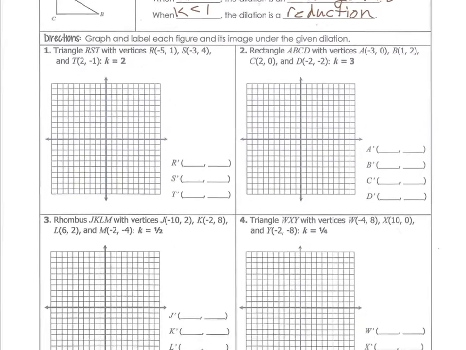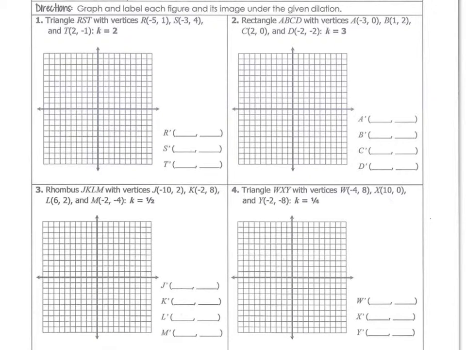So let's start with something simple. On this one, our dilation factor right here is 2. So all we're going to do is multiply each and every one of these x and y's here by the scale factor of 2. All of these get multiplied by 2. So we're going to find our r prime, s prime, and t prime just by multiplying. What is negative 5 times 2? Negative 10. So pay attention to your signs when you are doing this. 1 times 2 is 2. For s, negative 3 times 2 is negative 6. 4 times 2 is 8. For t prime, 2 times 2 is 4, and negative 1 times 2 is negative 2.